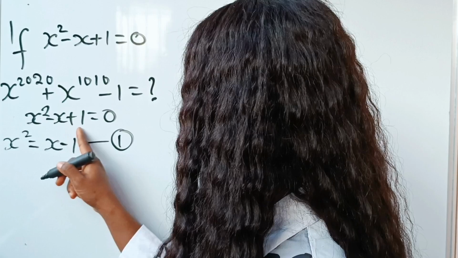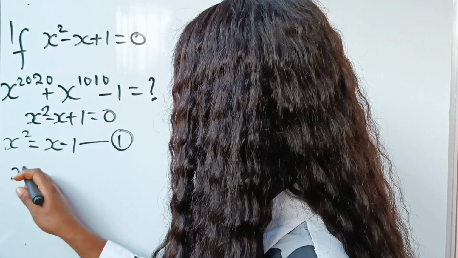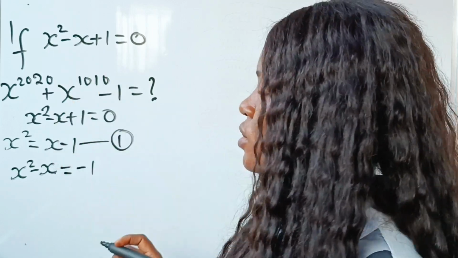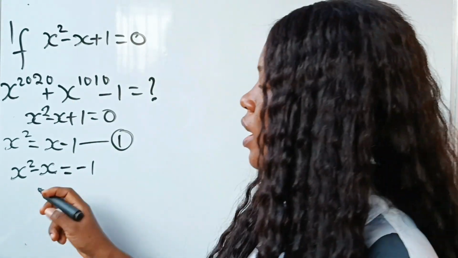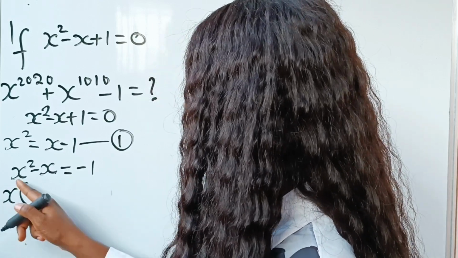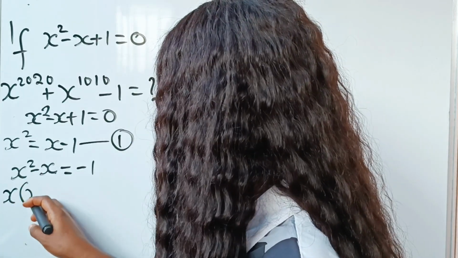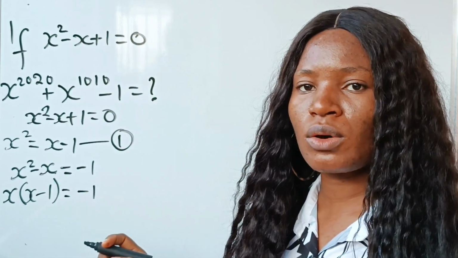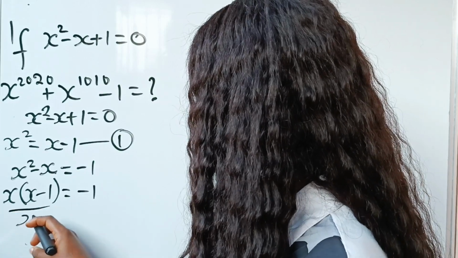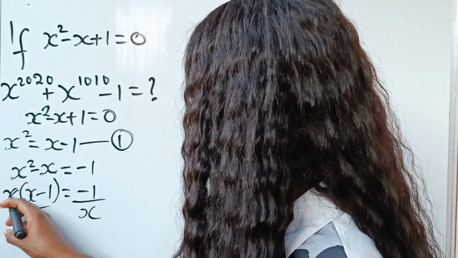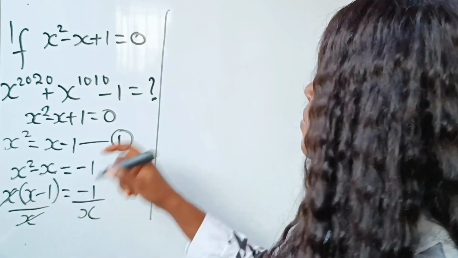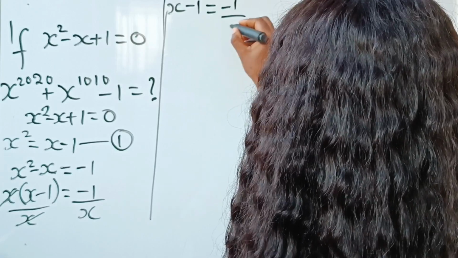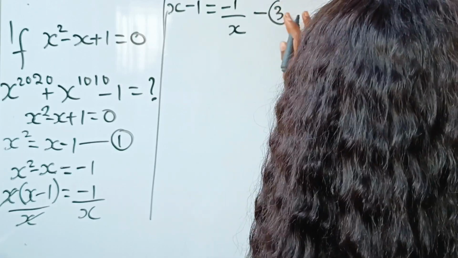Now from here, we can say that x squared minus x is equal to minus 1. Now I want to factorize this. If I bring out x from here, x squared divided by x will give us x, minus x divided by x will give us 1, is equal to minus 1. Now let's divide both sides by x, so we'll have that x minus 1 is equal to minus 1 over x. Let's call this equation 2.